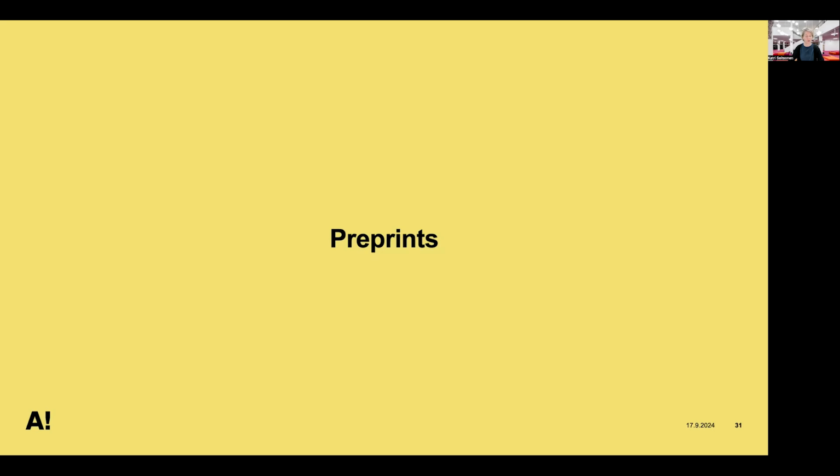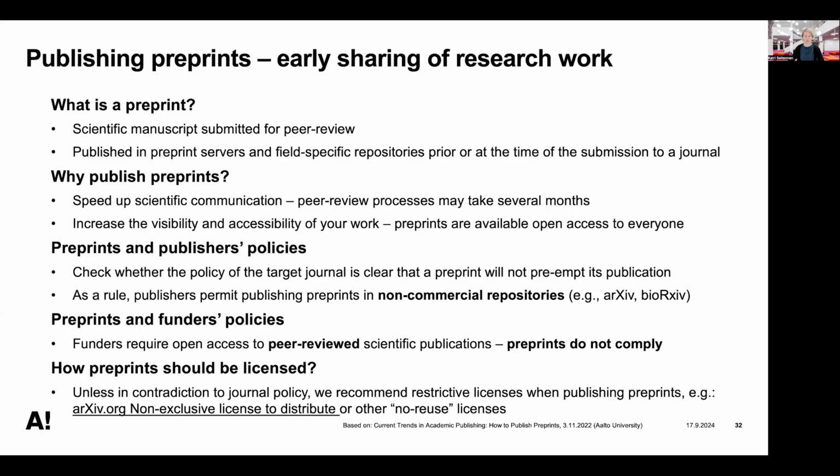Then very briefly about preprints. So the Green Open Access I was talking about was about self-archiving peer-reviewed manuscript versions, and publishing preprints is early sharing of research work. And here with preprint, we mean the manuscript version which is submitted for peer review, so it hasn't been peer reviewed yet. But these can be published in preprint servers or field-specific repositories prior to or at the time of submission to a journal. Why should you publish preprints?